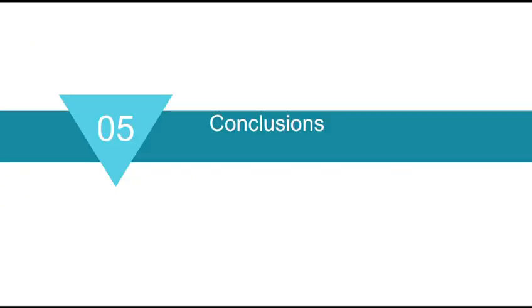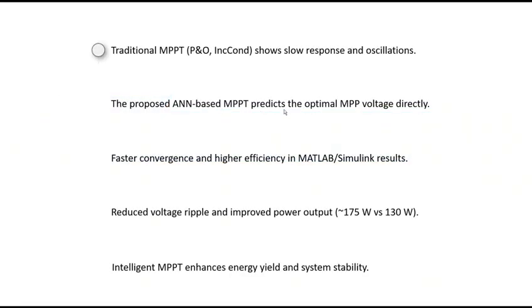To conclude, this project demonstrates how AI can significantly improve the performance of photovoltaic systems. Traditional MPPT algorithms like P&O and incremental conductance are simple but limited. They respond slowly and often oscillate around the maximum power point under changing sunlight. Our proposed ANN-based MPPT directly predicts the optimal MPP voltage from environmental and electrical inputs, enabling faster and smoother control.